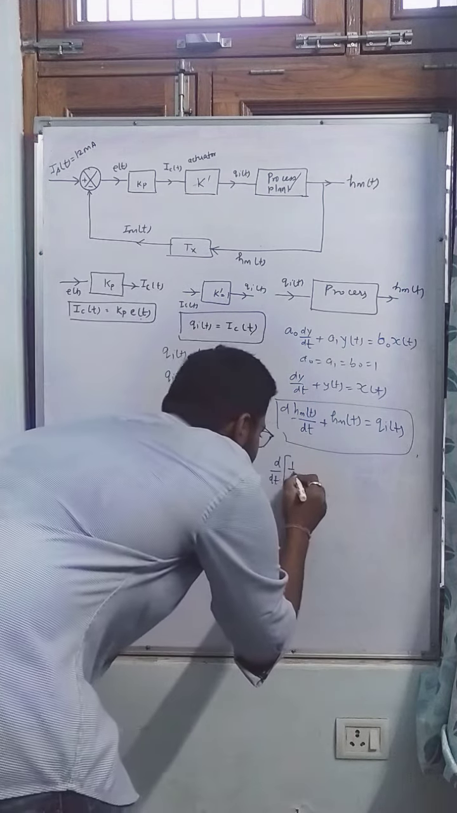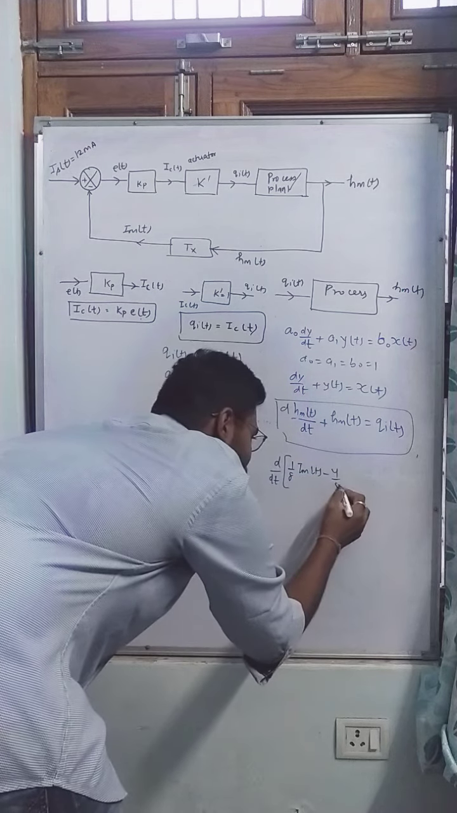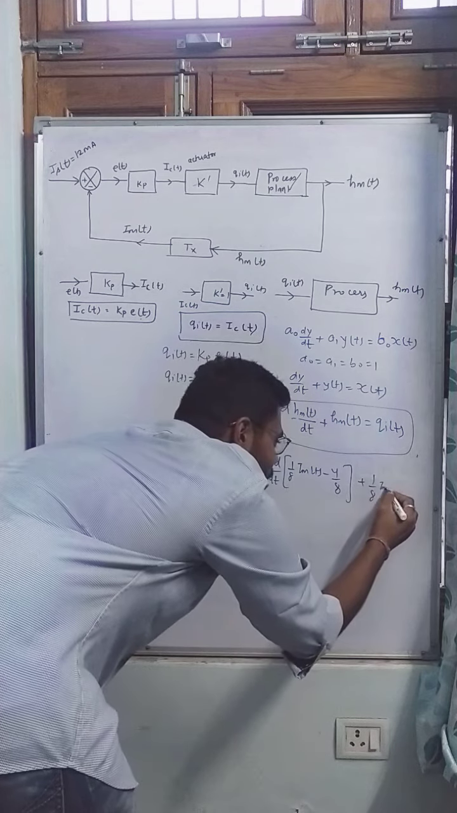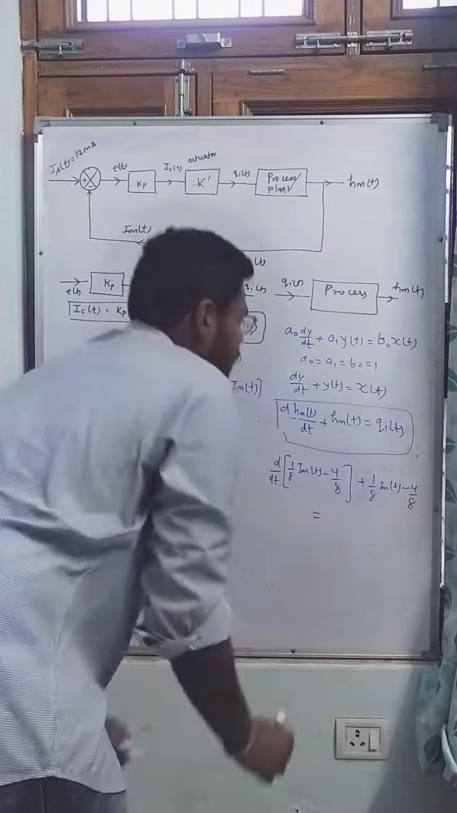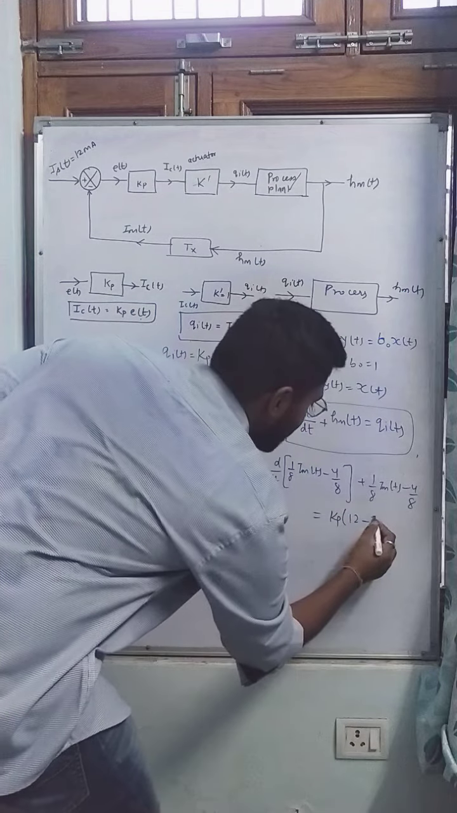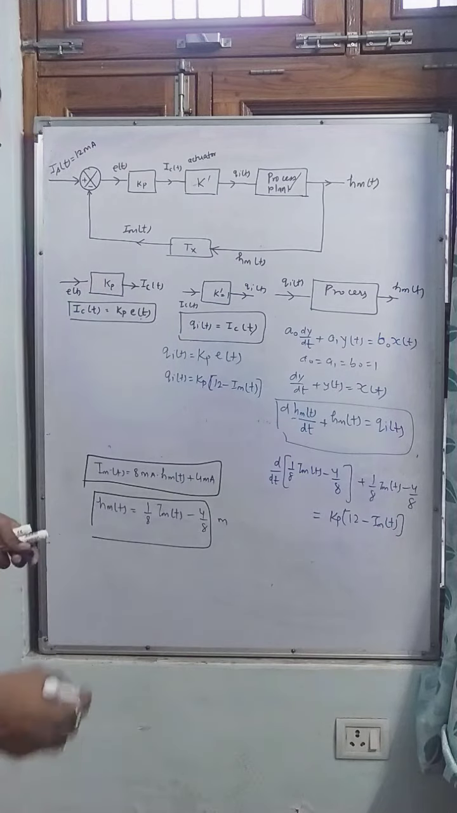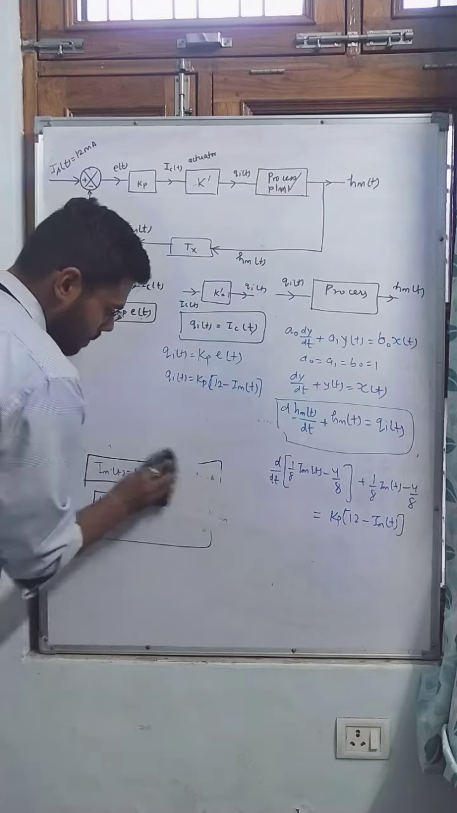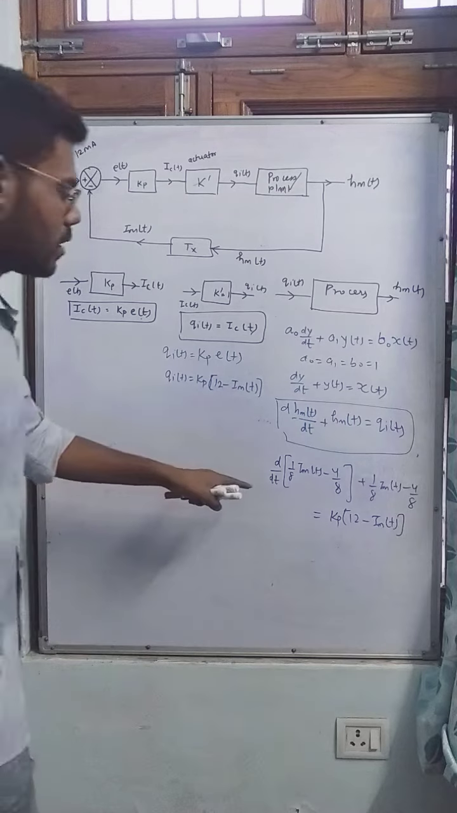1 by 8 imt minus 4 by 8 plus, what is hmt? Same, 1 by 8 imt minus 4 by 8 equal to what is qit? Qit is kp into 12 minus imt. Yes or no? Fine. Now I am erasing this part. Fine. Are you getting these points?